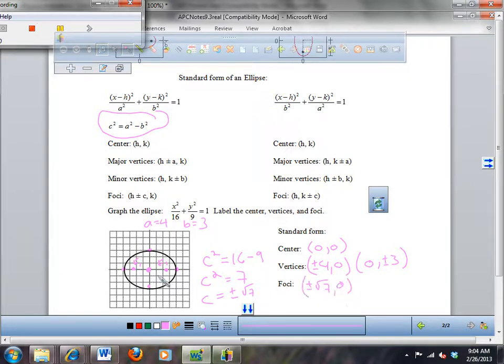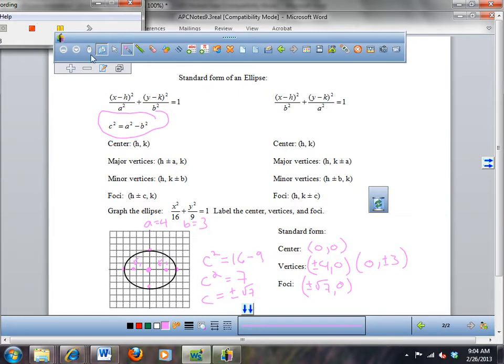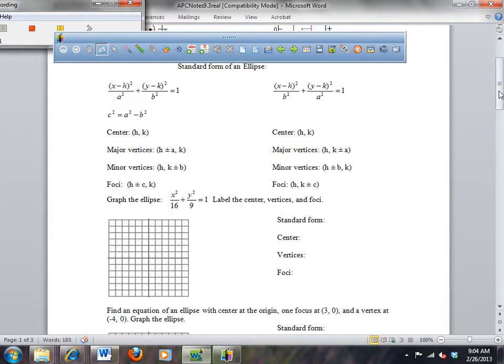The foci don't really help you graph the ellipse. They do tell you the eccentricity of the ellipse, which is kind of a measure of how stretched out it is. So if the foci are way out here, as we learned by that little demo I did, it's going to be a very stretched out ellipse, right? And if the foci are very close to each other, it's going to be a very circular kind of ellipse. Any questions on that? Easy so far? Yeah. All right.